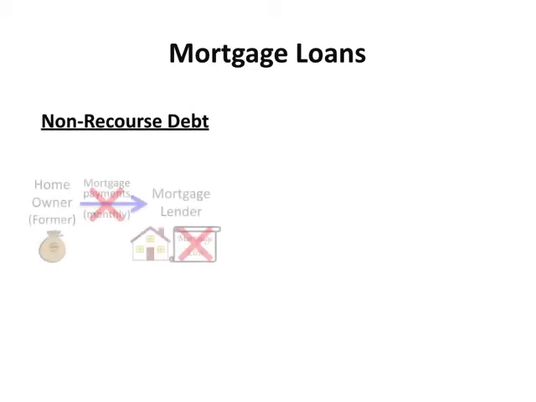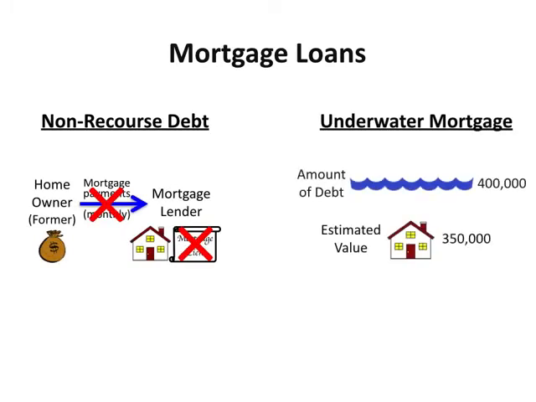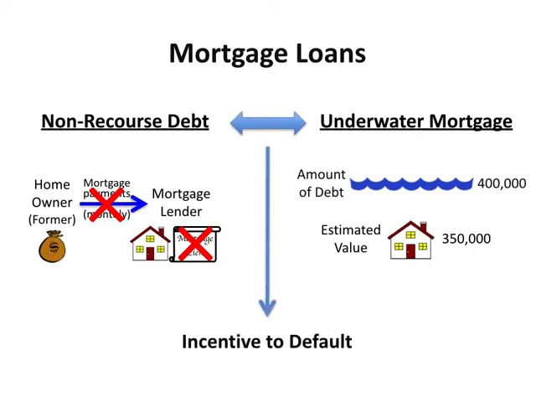Let's consider the confluence of several of the issues just discussed. Specifically, let's consider the interaction between the non-recourse nature of the debt and the existence of an underwater mortgage. Naturally, if one has an underwater mortgage, given the debt is non-recourse, the property owner has some incentive to default on the loan. Using the numbers from the previous example, why would you want to pay off a $400,000 debt to become the owner free and clear of an asset that's only worth $350,000?